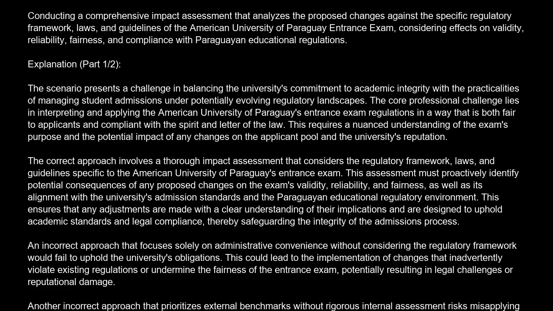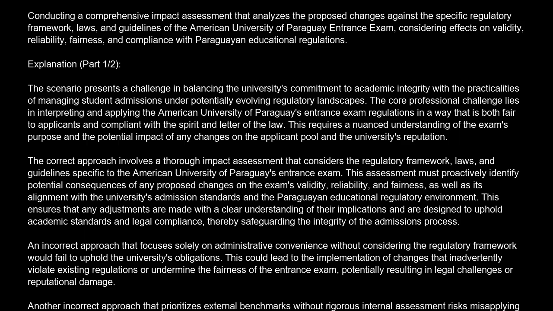Conducting a comprehensive impact assessment that analyzes the proposed changes against the specific regulatory framework, laws, and guidelines of the American University of Paraguay entrance exam, considering effects on validity, reliability, fairness, and compliance with Paraguayan educational regulations. Explanation. The scenario presents a challenge in balancing the university's commitment to academic integrity with the practicalities of managing student admissions under potentially evolving regulatory landscapes.